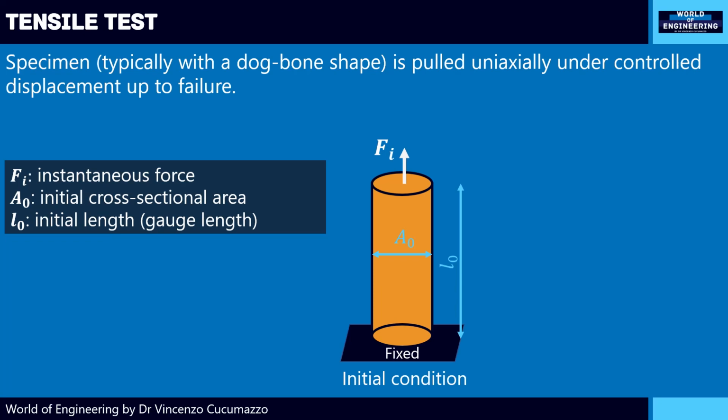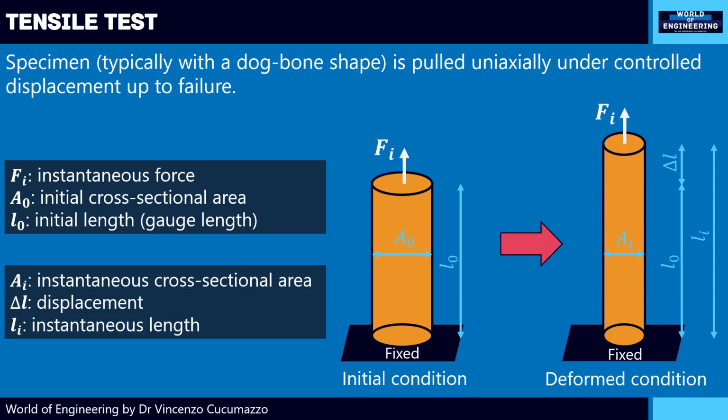The specimen typically has a dog bone shape to confine deformation at its central region, and therefore reduce the likelihood of fracturing at the clamp level. For simplicity, we are going to consider a cylindrical specimen in this video, with an initial cross-sectional area defined by A0 and an initial length, also called gauge length, L0. So we pull it up and stretch it until it breaks.